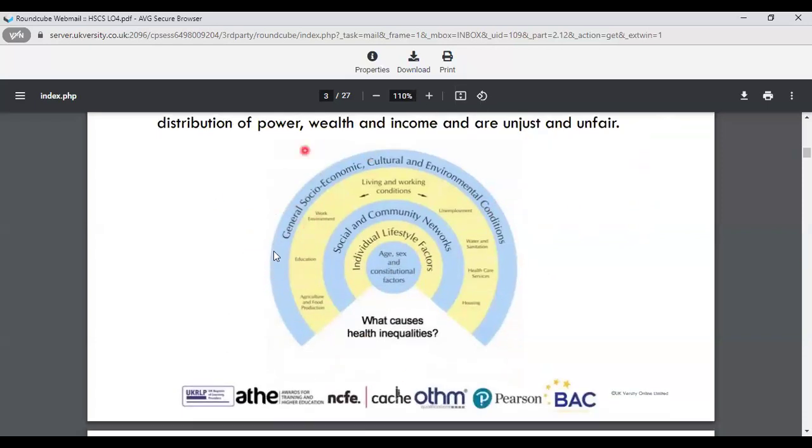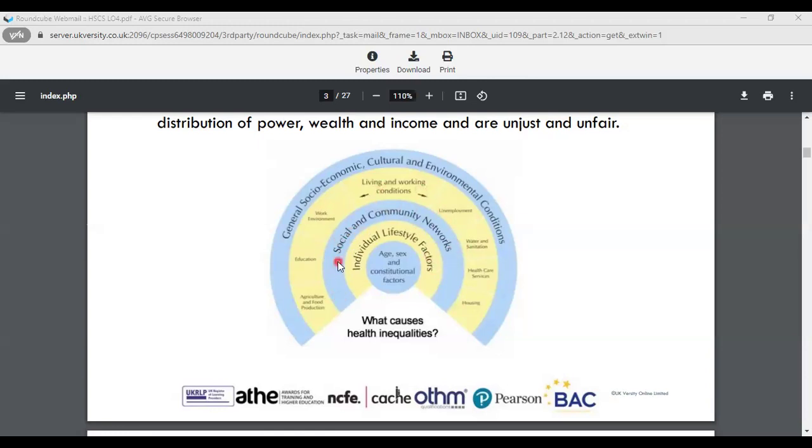It's very complex. When you see the core factors, it's age, sex, and constitutional factors. So here you have biological factors that are having an impact. Age and sex are biology, not society things. Sorry, I'll have to mute. Then when we go beyond this, you have individual lifestyle factors, and then you have social and community networks.